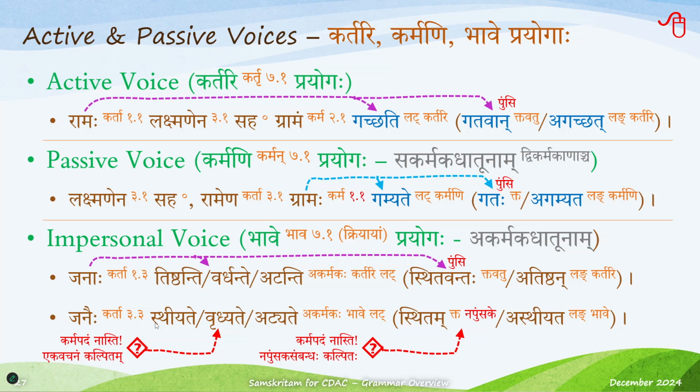Now the question is, should it be ekavachana, should it be dvivachana, should it be bahuvachana? There is no karma pada to follow, so we default to ekavachana in the kriya. Karmapadam nasti, ekavachanam kalpitam: sthiyate, vruddhyate, atyate. So janaihi sthiyate. So ramena sthiyate, janaihi sthiyate. However many kartas may be involved, the action of being is singularized there. Action of growing is singularized there. Okay. Sir, but it should agree with the subject too. No, it agrees with an absent karma. It agrees with itself. So we use ekavachana.